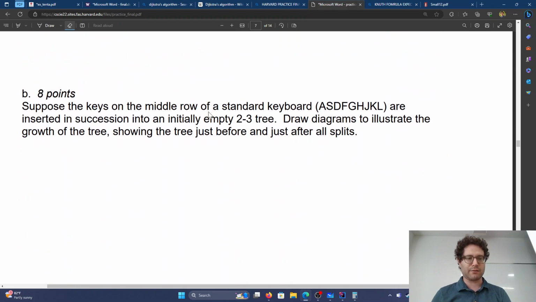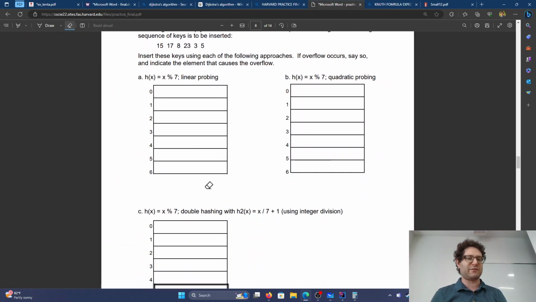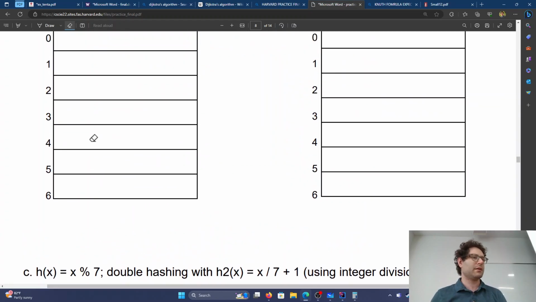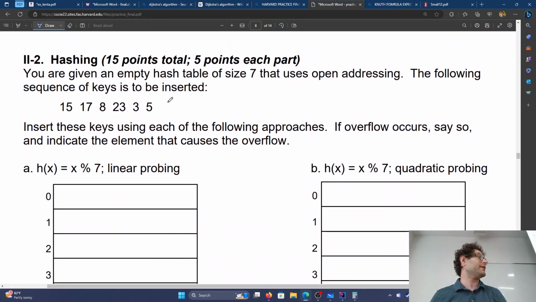So you're going to be given something like this explicitly on the exam. Specifically something using linear probing.